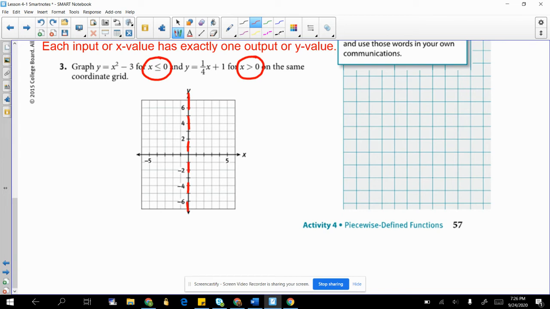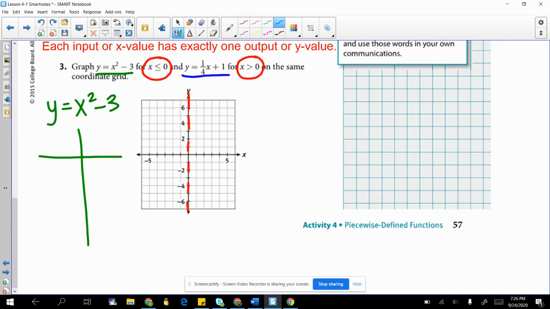Okay, so we draw that in. Then for each equation, so this one is y equals x squared minus 3, I would make a little table. And for this one over here, it's y equals 1/4 x plus 1. And again, I would make a little table.